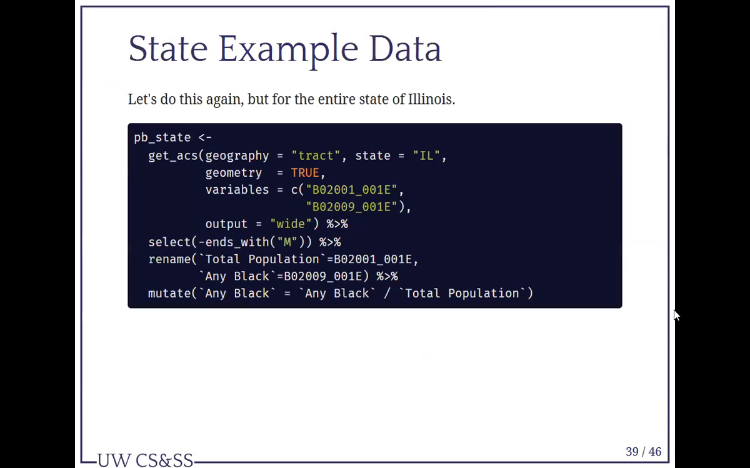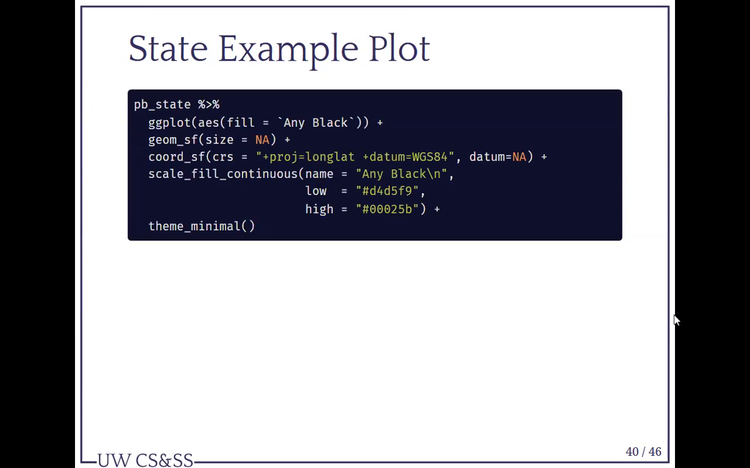Excuse me. We can do this again, but for the entire state of Illinois. And I'm going to show you how we can stack more of these on top of each other. So here I'm going to get the ACS data at the tract level for Illinois with the geometry, same variables. Again, we want it as the wide version of the data, even though that's not traditionally what we have been talking about as wide data so far in this class, and create the same variables. We're going to use the same ggplot in order to create our plot.